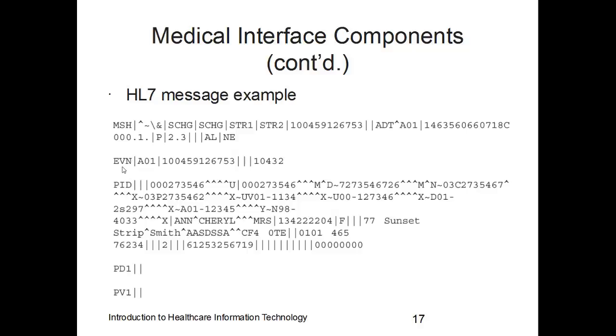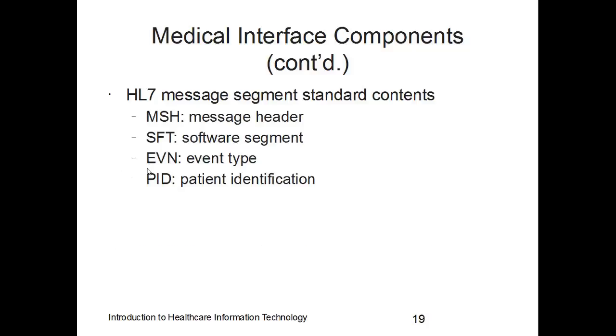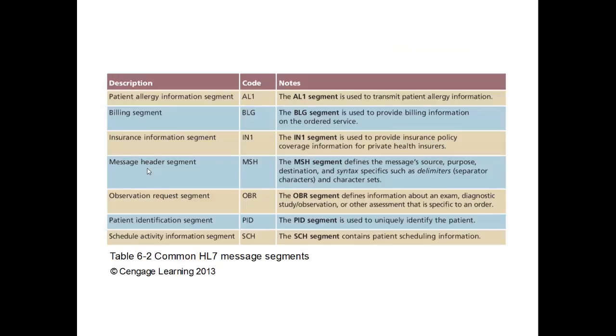So going back to our sample image we talked about a second ago. Here on the second group, the EVN, the event type. Subtype here, A01, that's an indicator when this patient was admitted. And all HL7 messages will have some pretty standard segment contents. Those would include the message header, the software segment, the event type, and then the patient ID. Alright, in this table we have some common HL7 message segments. Their description in this column, the code, and then some notes about each one. So for example, a patient allergy information segment would be coded as AL1. Billing segment, BLG. Insurance information, IN1. So all these that are listed here, fairly common segments to a standard HL7 message.